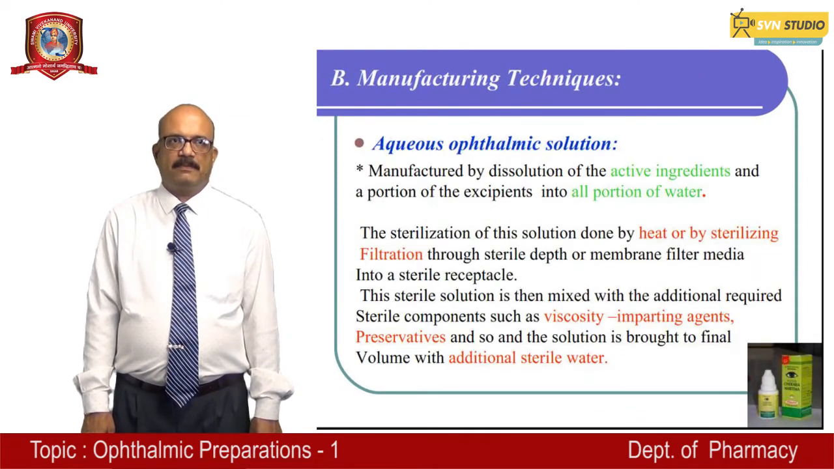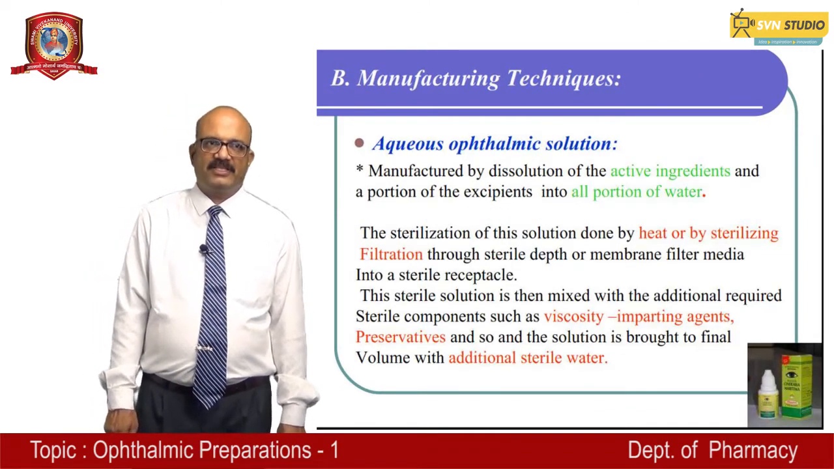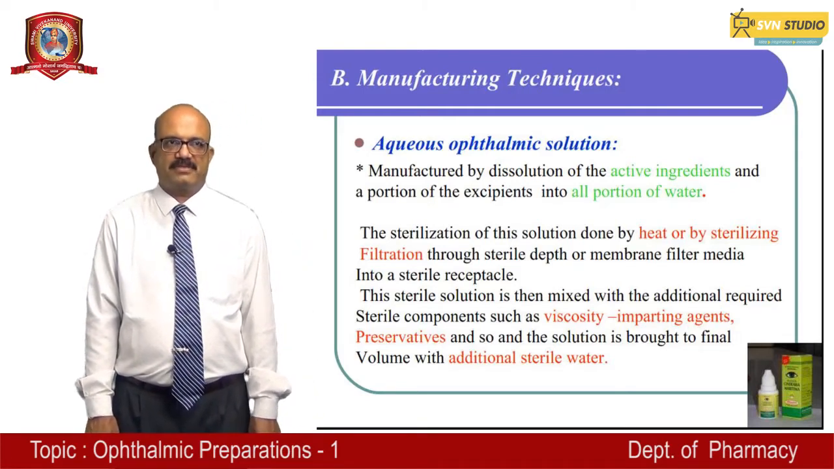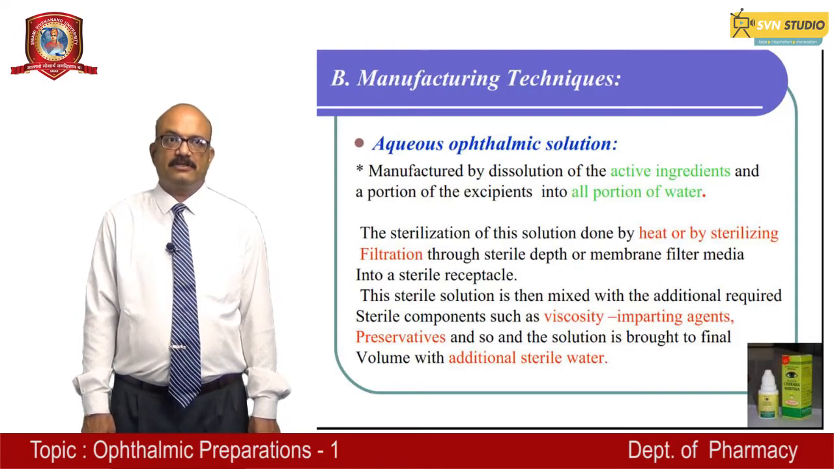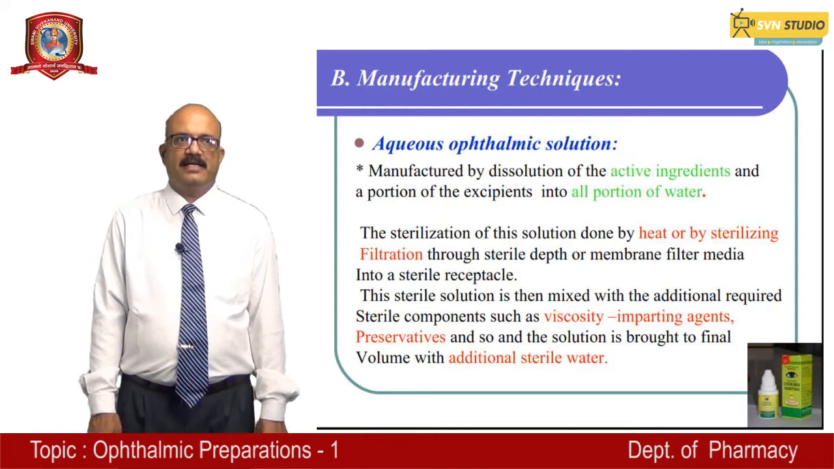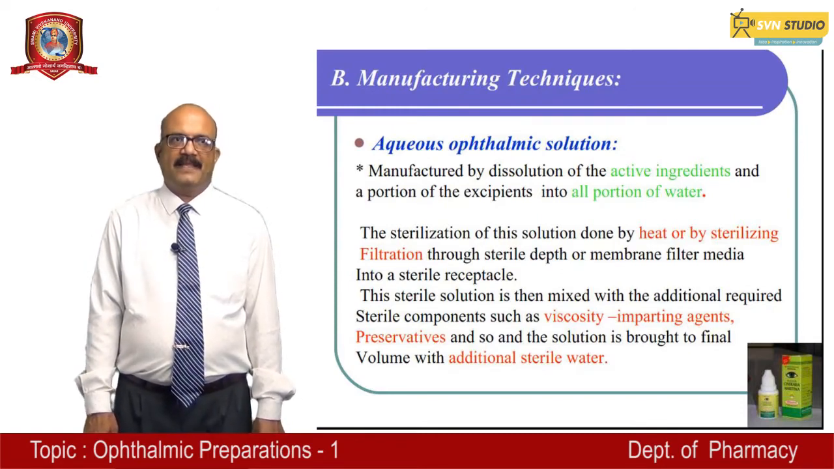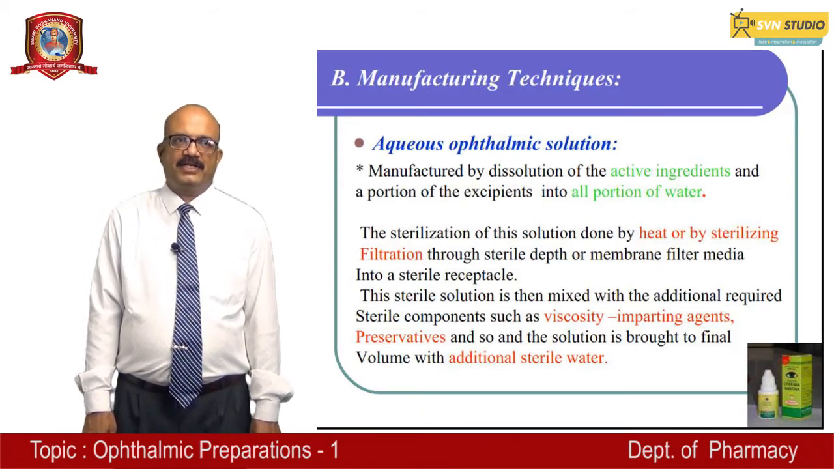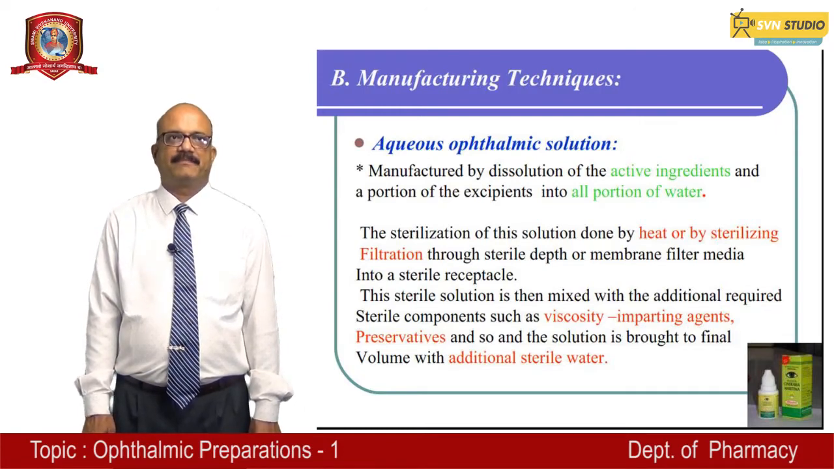Now coming to the aqueous ophthalmic solution, it can be manufactured by dissolving the active ingredients and a portion of the excipients in a portion of water. The sterilization of this solution can be done by heat or by sterilizing filtration through a sterile depth or membrane filter media into a sterile receptacle. This sterile solution is then mixed with additional required sterile components such as viscosity imparting agents and preservatives, and the solution is brought to the final volume with additional sterile water.